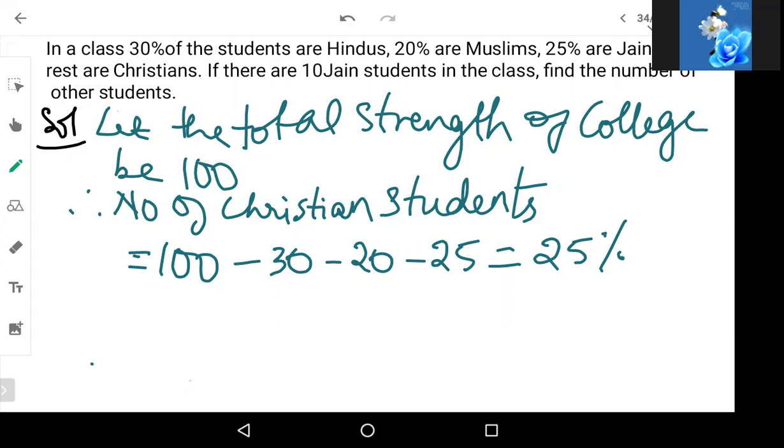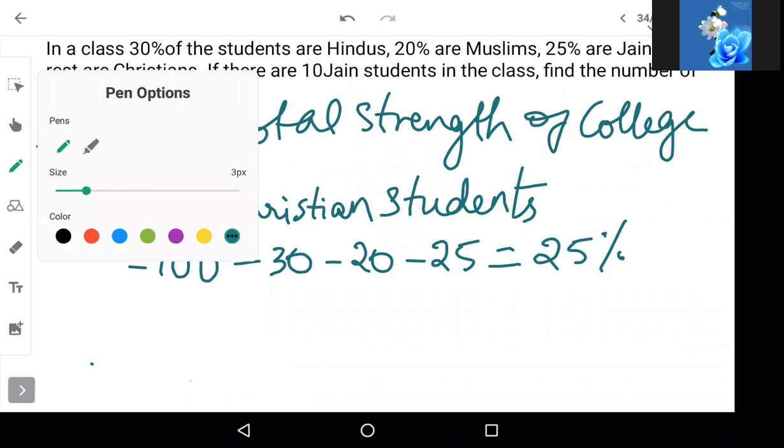Now in this scenario, we got the percentage of Christian students. Now, if you see the question once again, there are 10 Jain students in the class, so the number of Jain students is 10, and those 10 students are coming up to 25% in 100. Now, let us use that information and let us define the second part.